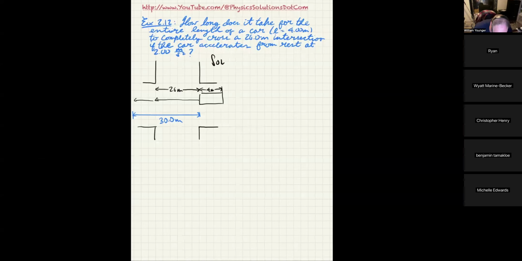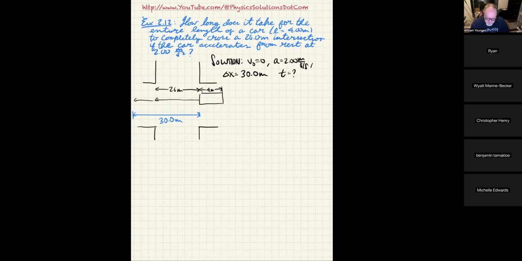Solution to this, we have some initial conditions. The initial velocity is 0. The final velocity we don't know, but we do know the acceleration is 2.00 meters per second every second. And we know the distance traveled, which we might call delta x. We know that's 30.0 meters. Okay. What we want to know is how long does it take? So they want to know how many seconds it takes. So t is the question mark.